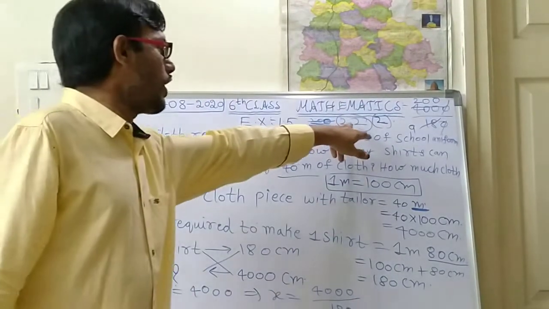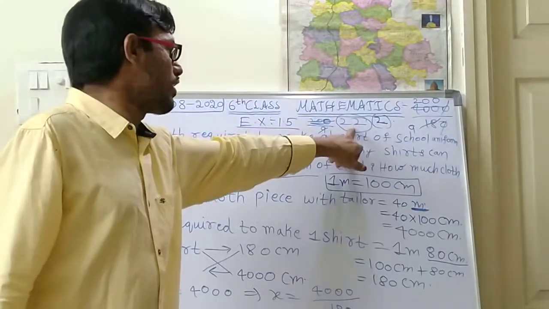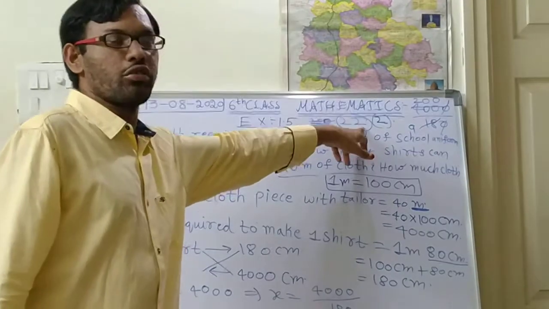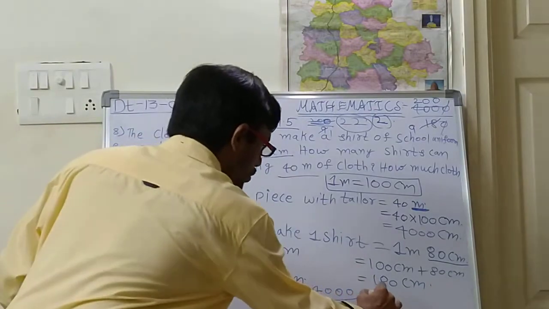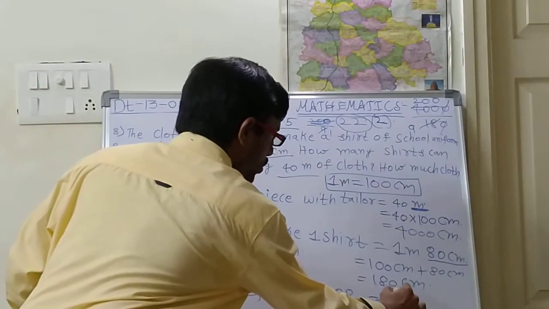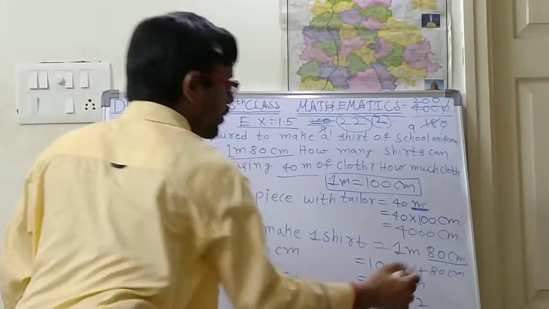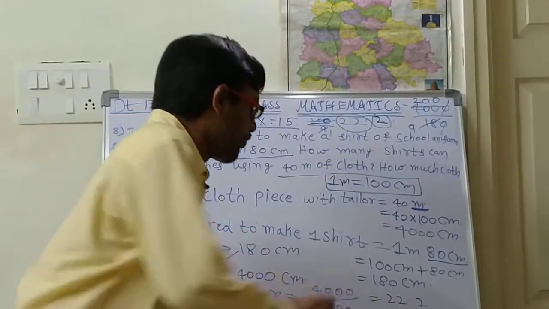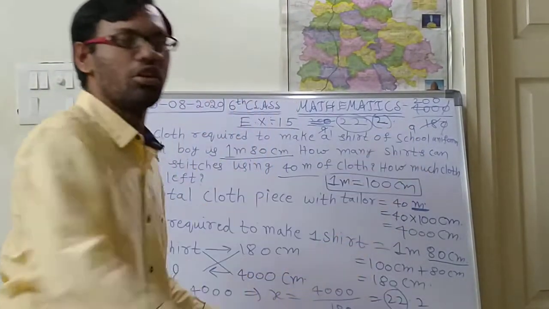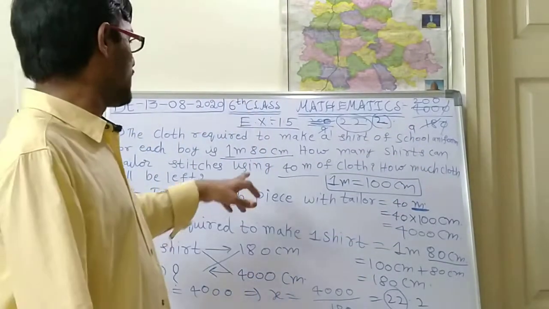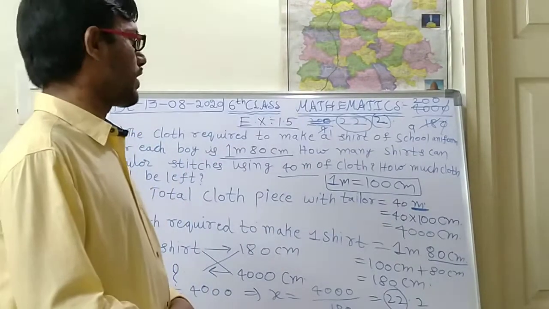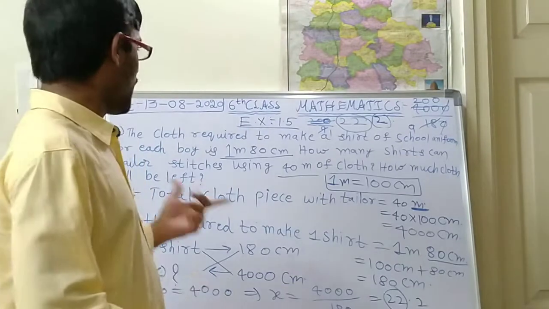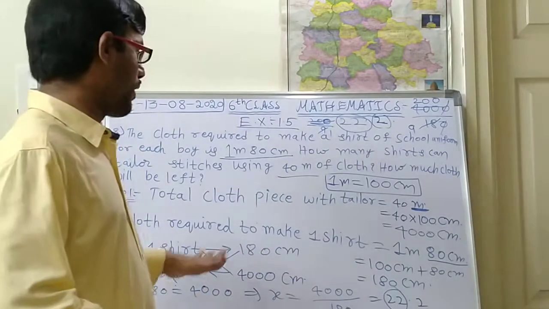So totally how many shirt pieces will be coming? Totally 22 shirt pieces. x is equal to 22, actually 22.2. So for full shirts, 22 shirts will be stitched using the 40 meters of cloth. Like this you have to do the problem.